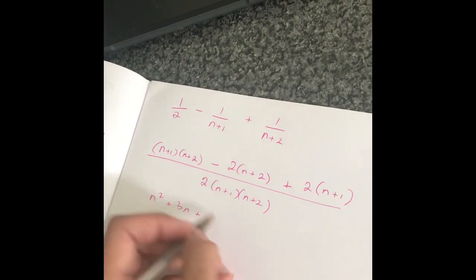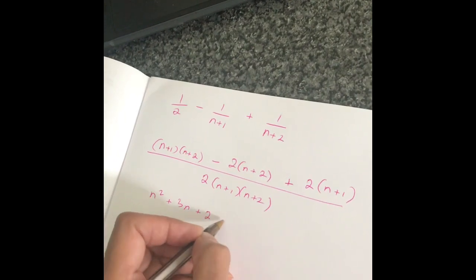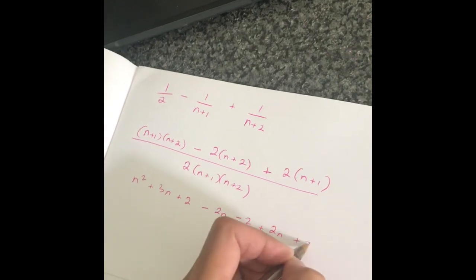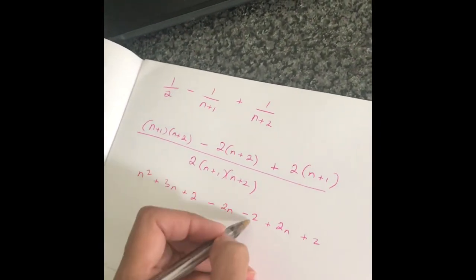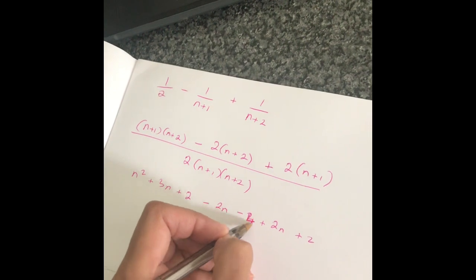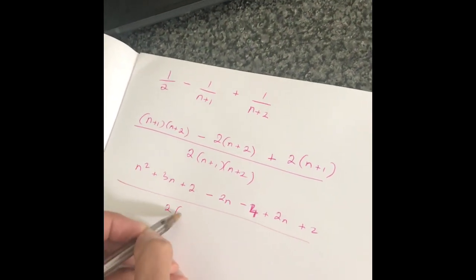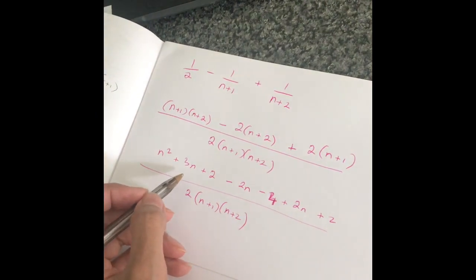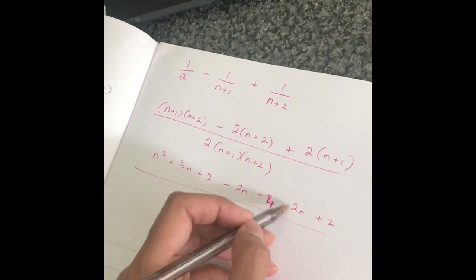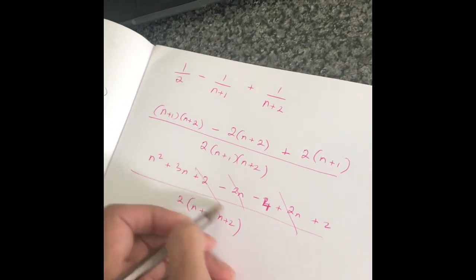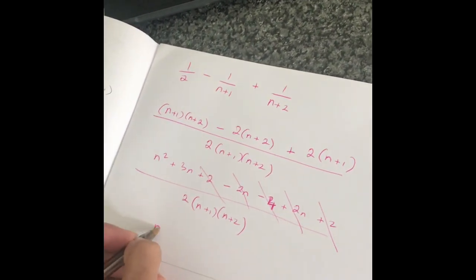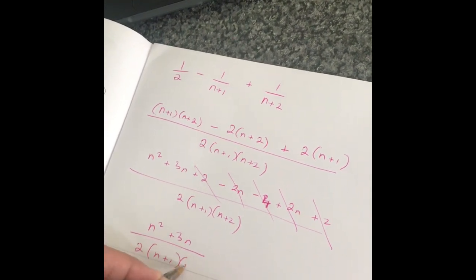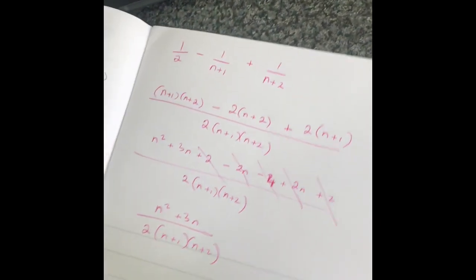I've done that right, 2n plus 3n. Minus 2n minus 2 plus 2n plus 2. Oh wait, that's a 4, isn't it? This one minus 4, that one. All over 2 brackets n plus 1, n plus 2. Let's see what have I got left. Minus 2n plus 2n, there we go. 2 plus 2 take 4. And on the top line, I've got n squared plus 3n, over 2 brackets n plus 1, n plus 2. Okay, and that's what they wanted.